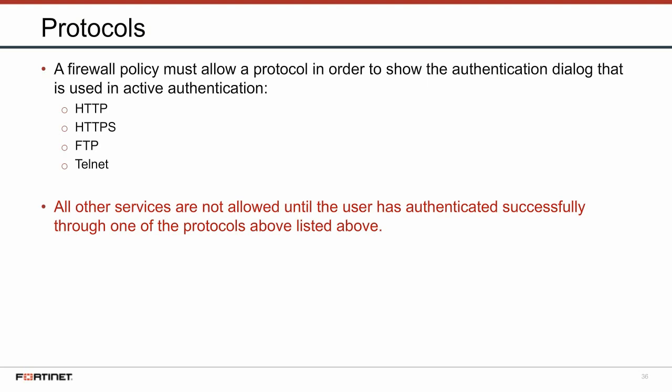Active authentication prompts the user for user credentials based on the following: the protocol of the traffic, the firewall policy. Passive authentication, on the other hand, determines the user identity behind the scenes and does not require any specific services to be allowed within the policy.